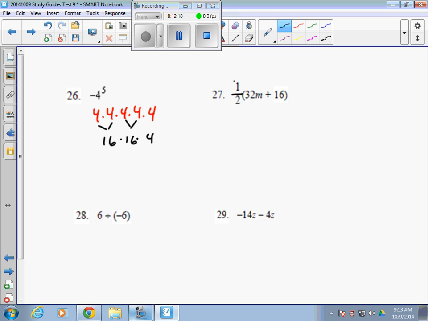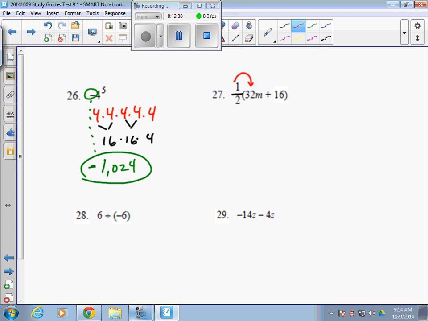Just to speed us up a little bit, we get 1,024. And don't forget at the end, there's a negative that comes down in front of it to give you a negative 1,024. For number 27, there's a 1/2 outside of the parentheses, so it needs to be distributed.